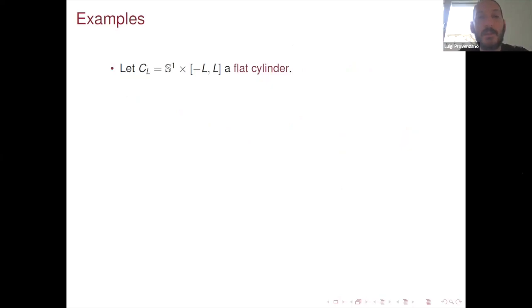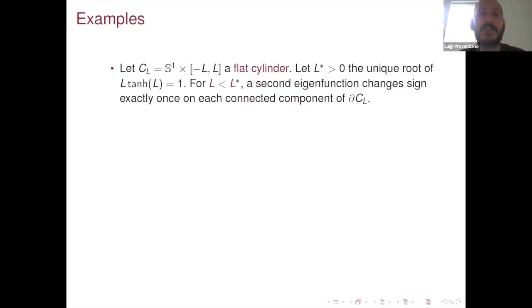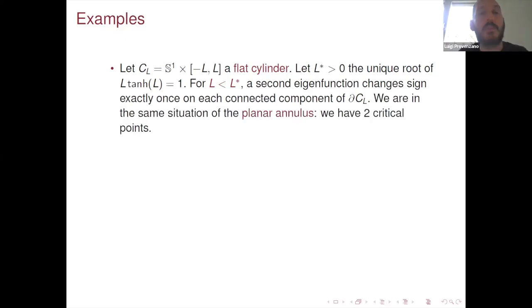Another explicit example that can be done is the cylinder, the flat cylinder, S1 times minus L, L. I call L star, that is the usual magic number in these problems, the unique positive root of the equation L hyperbolic tangent of L is equal to 1. This is a special number. If L, the half height of the cylinder, is less than L star, a second eigenfunction changes sign exactly once, again, this abuse of notation, on each connected component of the boundary. And so the situation is exactly the same as that of the annulus. And we have two critical points.